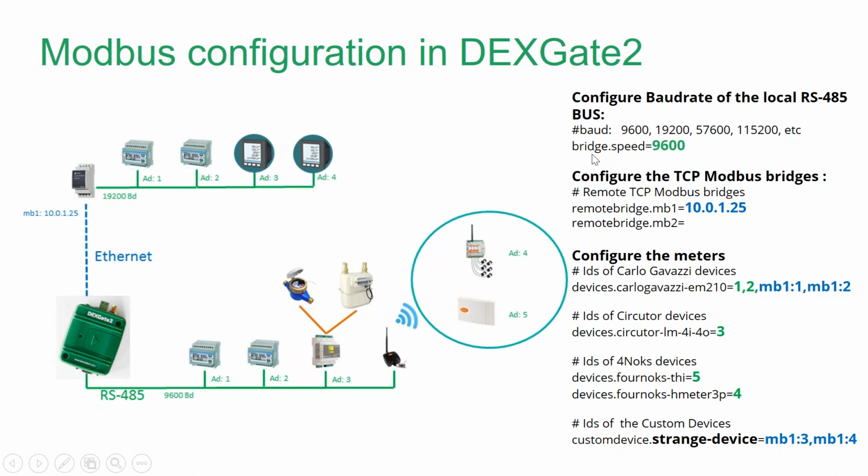So the first concept you have to set is the baud rate. As I told you before, this is the baud rate of my local RS-485 bus, so it is 9600.